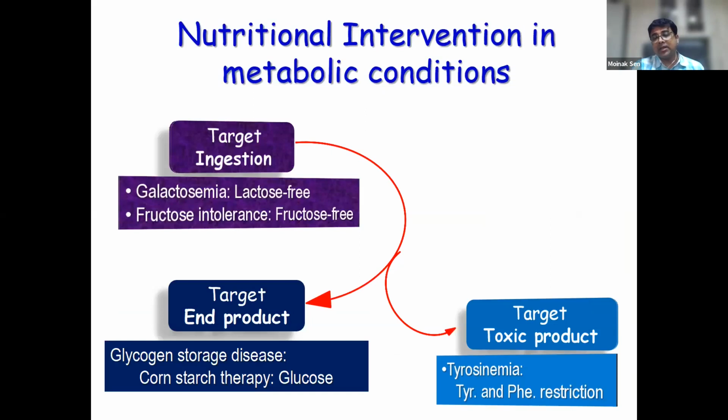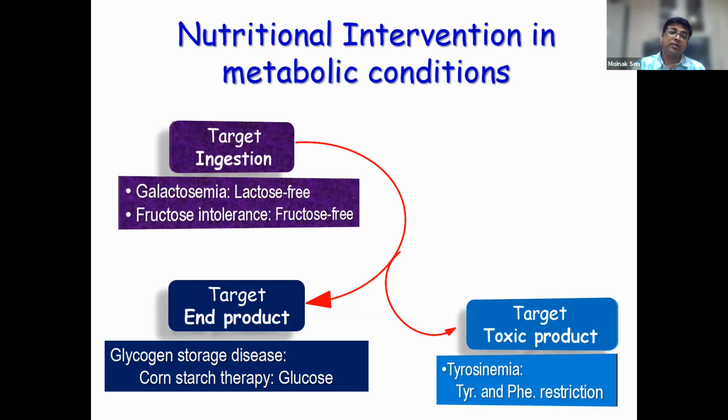So in metabolic conditions, there are 3-4 areas that we have to look at. Either you can target the ingestion, that means things like galactosemia and fructose intolerance. These are 2 diseases with problems from direct ingestion. So for example, galactosemia is a problem with the galactose, so you give a lactose-free diet. Fructose intolerance, as the name suggests, is a problem with the fructose. So you give a fructose-free diet.